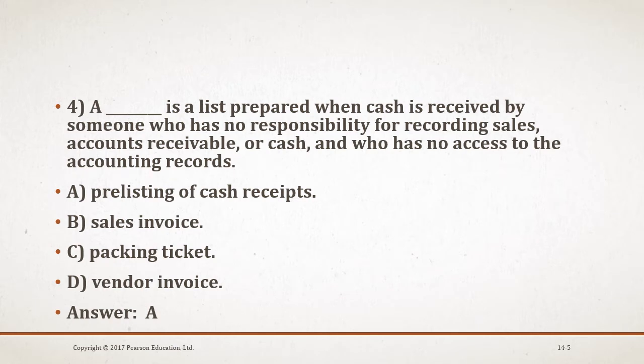Number 4: a document or a record is a list prepared when cash is received by someone who has no responsibility to record sales, AR or cash. In addition, he has no access to the accounting record. Of course, the most appropriate answer is number A, pre-listing of cash receipts. None of the others is correct.